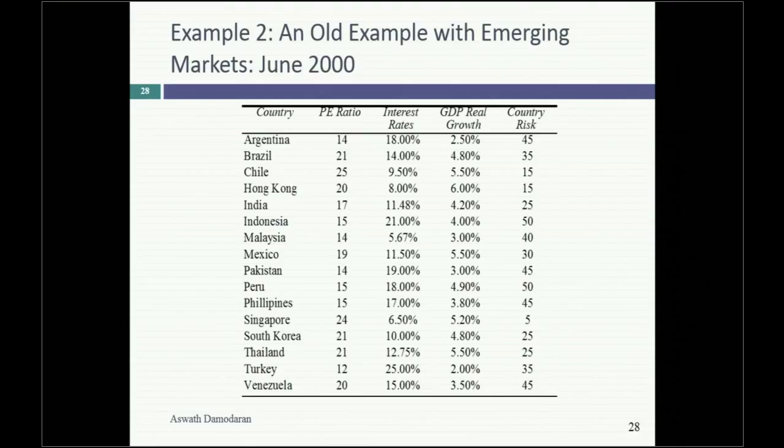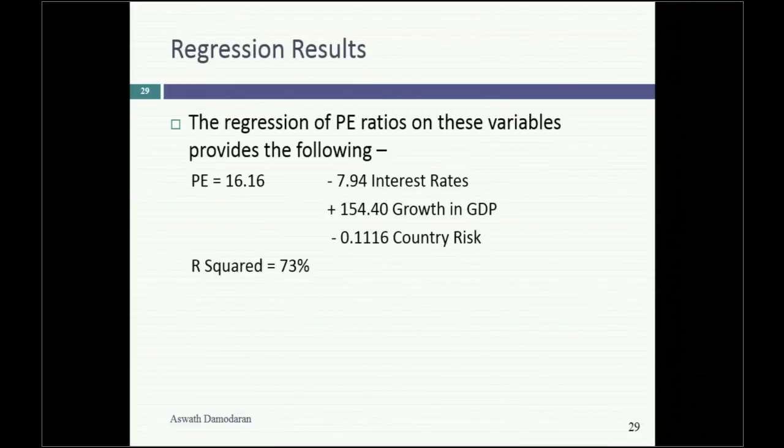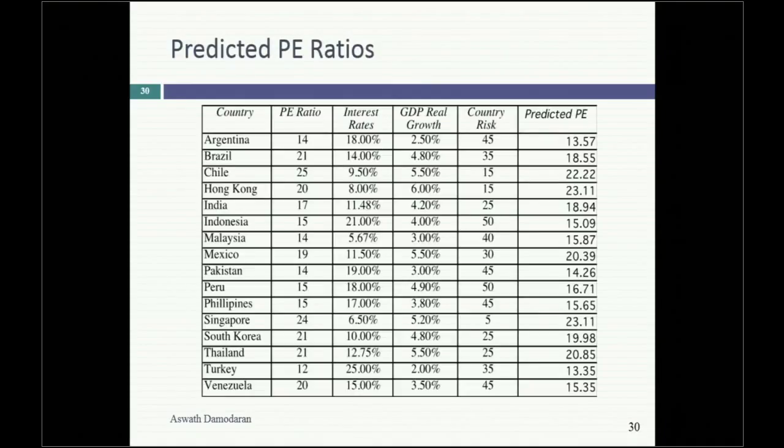So in this example, for instance, I'm going to take Argentina, 18% interest rate, 2.5% real growth, 45 country risk, plug it in. When I plug the numbers in, I'll get a predicted PE for Argentina. And the predicted PE I get is 13.57. So what the heck does that even mean? Given how these countries are being priced, and given Argentina's specific characteristics, its high interest rates, its low real growth, its high country risk, I would expect the PE ratio to be 13.57. It's actually 14.